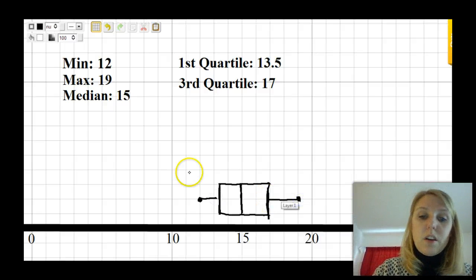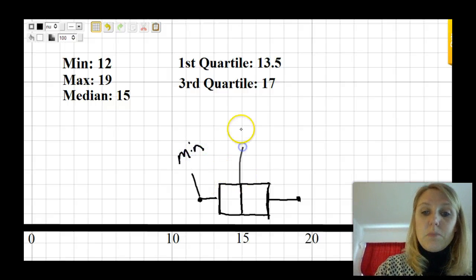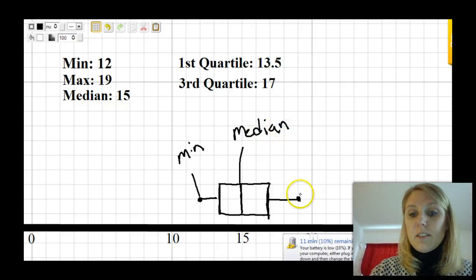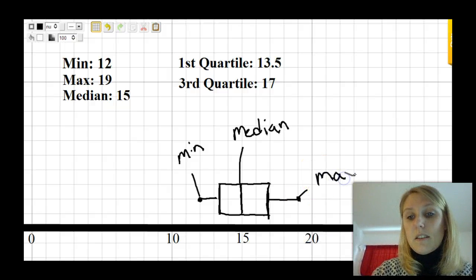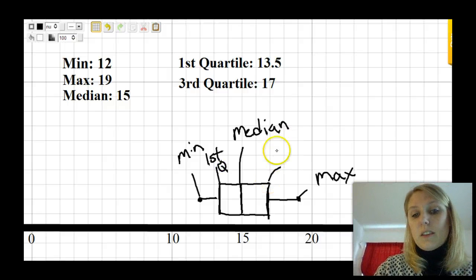with whiskers. This was the minimum. This was the median. This is the max. And this one is the first quartile. I'm going to say first Q. This was the last Q, or the third quartile.